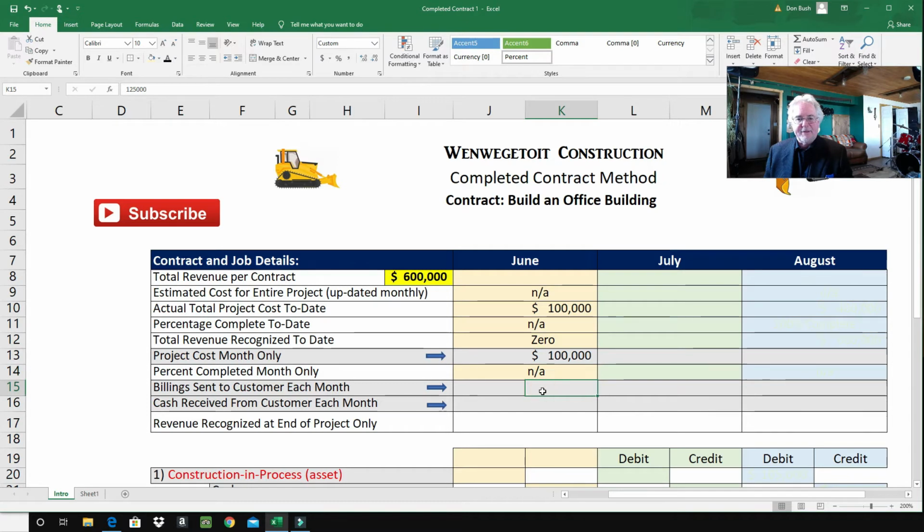Percent complete during the month only, we're not going to need it. This is not the percentage of completion method. This is the completed contract method. So a lot of stuff we don't need to know, which is great. So far, all we need to know is the project cost to date.